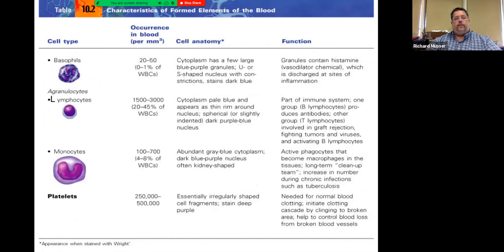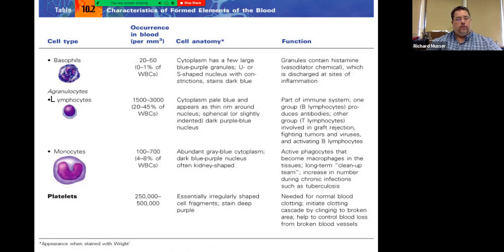We also have basophils, which are granules that contain histamine. They're vasodilators, this is the kind of stuff that gives you that inflamed response that you don't always appreciate when you have allergies and so forth. The cytoplasm has a few large blue-purple granules, kind of a U or S-shaped nucleus with constrictions containing dark blue. So again, this is what you're going to see under a microscope after being properly stained. So those are the granulocytes.